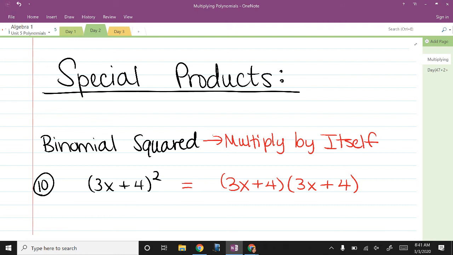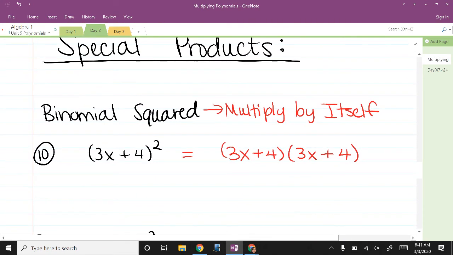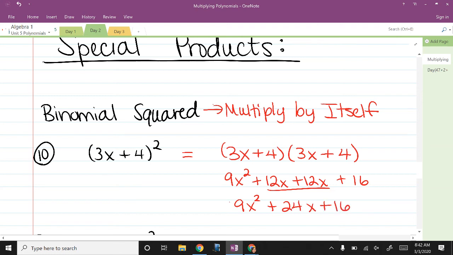So multiply it times itself. When I take this binomial and write it down twice and multiply it times itself, what am I doing here? Binomial times binomial, right? FOIL method or repeat distributive, however you want to do it. So this is easy. What's 3x times 3x? 9x squared. What's 3x times 4? 12x. What's 4 times 3x? 12x. And what's 4 times 4? 16. And you combine your middles: 9x squared plus 24x plus 16, which is not 9x squared plus 16, is it?